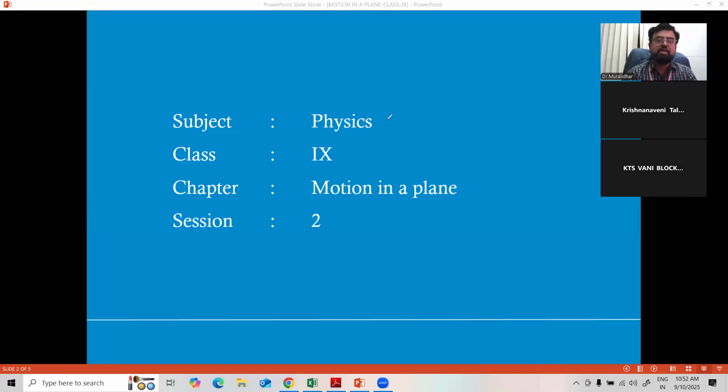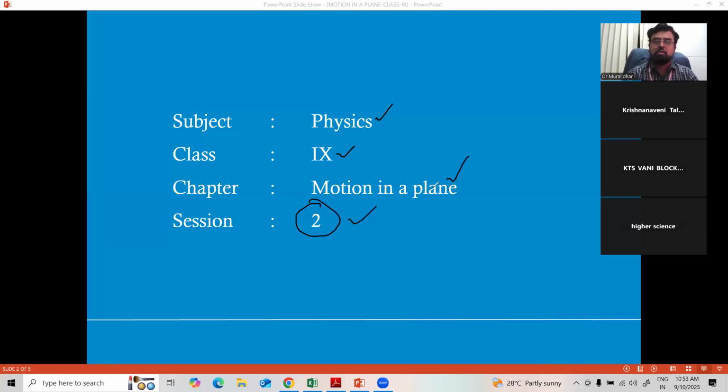As you can see on the screen, my subject is physics. We are in class 9. Our ongoing chapter is motion in a plane, and today we have entered session number 2. After completing the first chapter, the basic mathematics in physics, we entered the second chapter, motion in a plane, where we discussed little information about two-dimension motion.